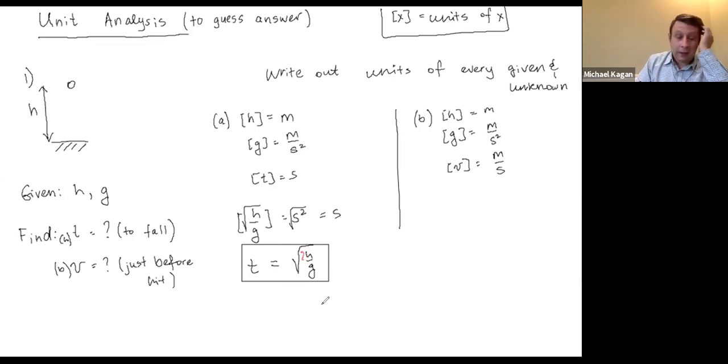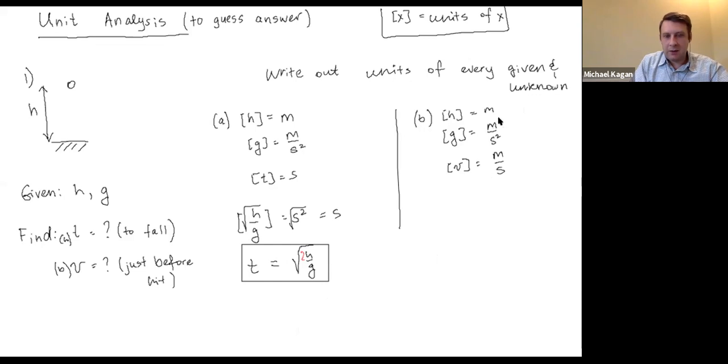Okay, so this is actually the one and only drawback of this method. Units analysis cannot tell you a numerical factor because it carries no units. But it still gives you a good idea of what's happening. And we'll come back to this in a minute after we finish with the velocity. So what do we do with velocity?